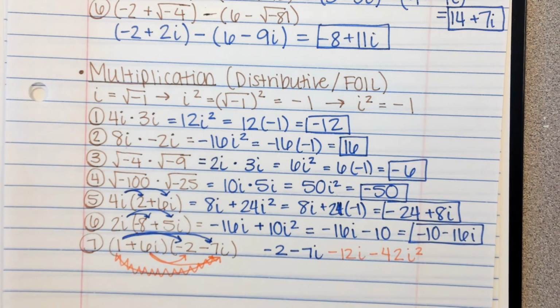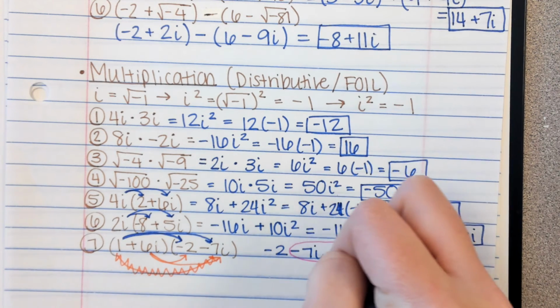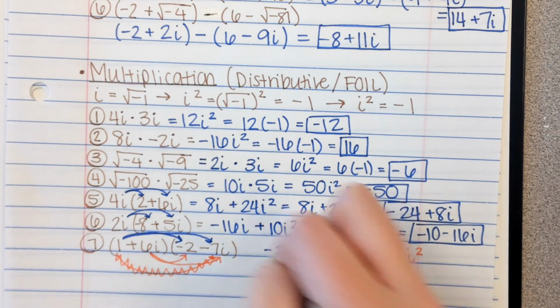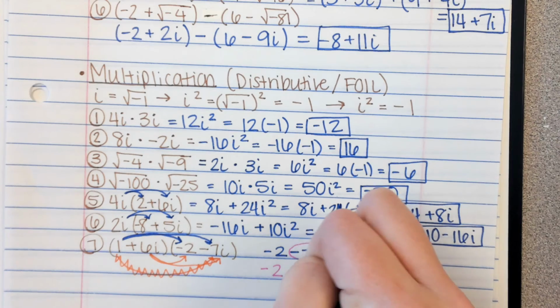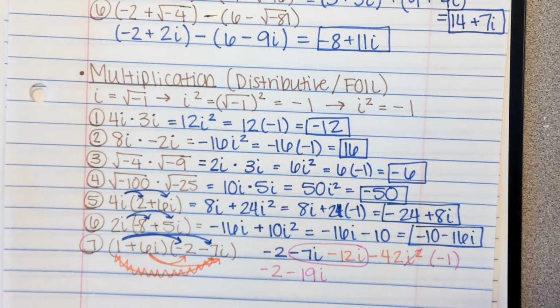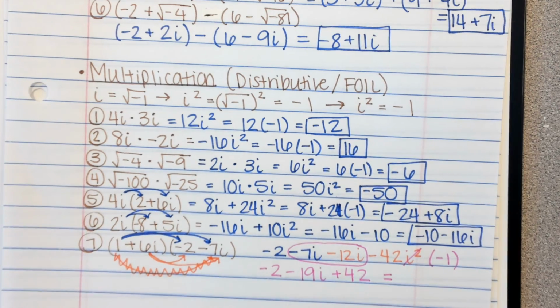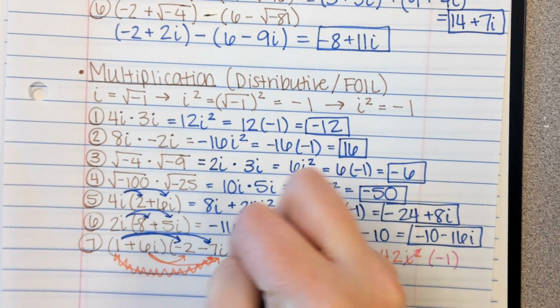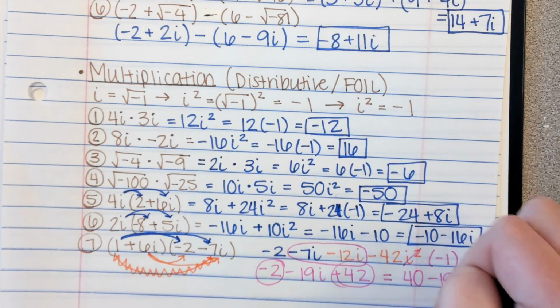Okay, so now we have to do a couple different things. We need to combine like terms. So we have negative 2 and then negative 19i. And then we also know that this i squared changes to a negative 1. So that's negative 42 times negative 1 is a positive 42. Then we can combine like terms again. We've got negative 2 and 42. So that's 40 minus 19i.